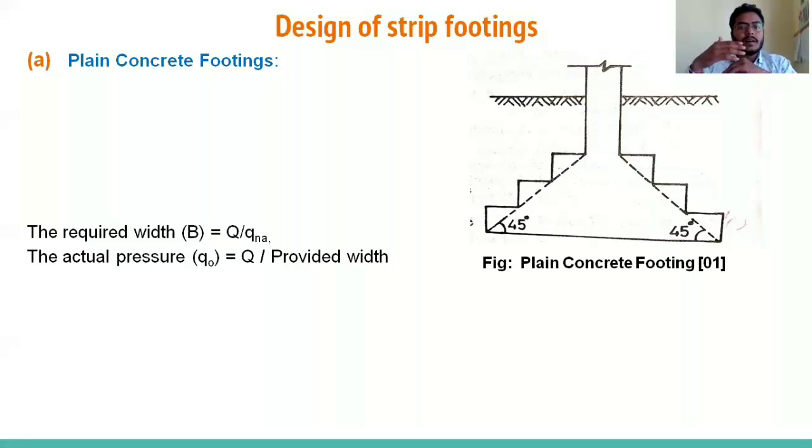So we have to calculate it. Suppose we have taken the exact value of the required width, then there is no need to calculate the actual pressure. But whenever we have calculated the required width and provided some extra width compared to it, we always have to calculate the actual pressure. So the load is there and the provided width. By taking the ratio, you can get the actual contact pressure at the base of the footing.